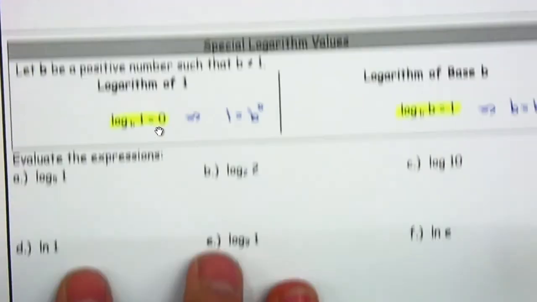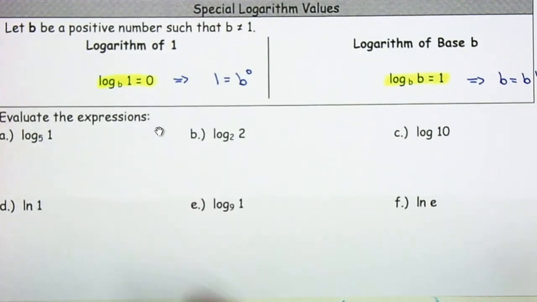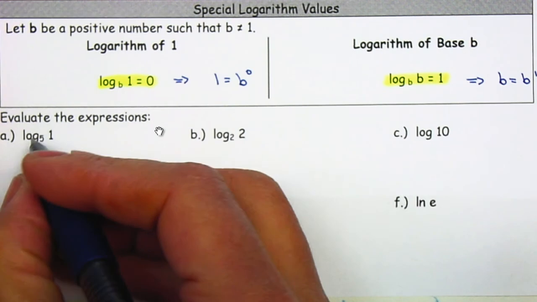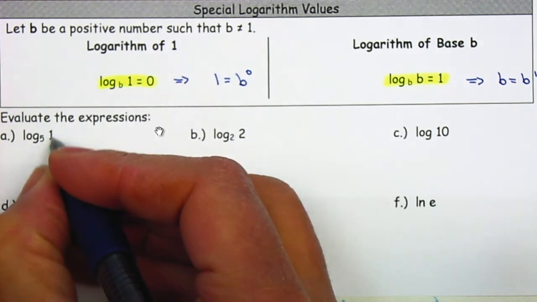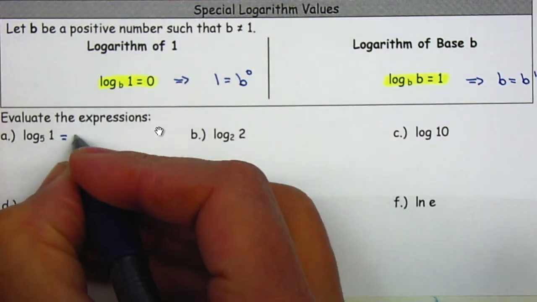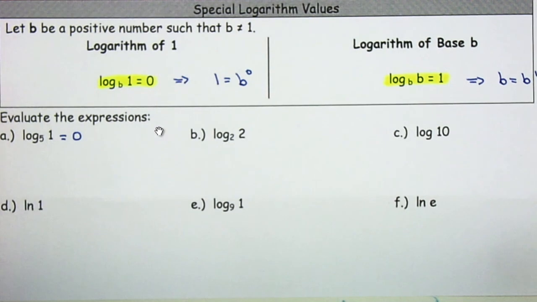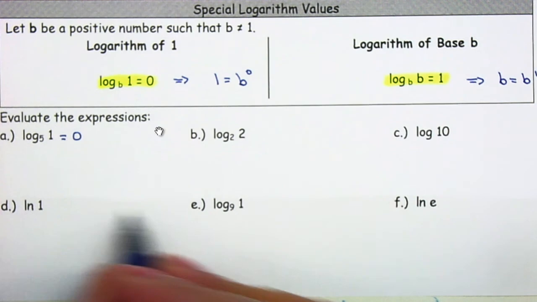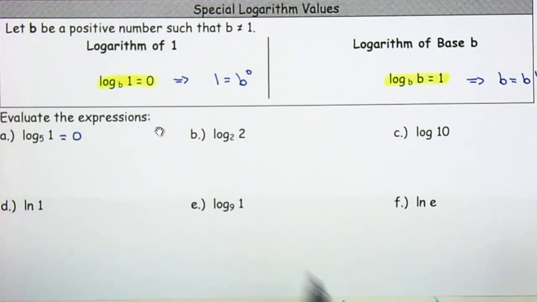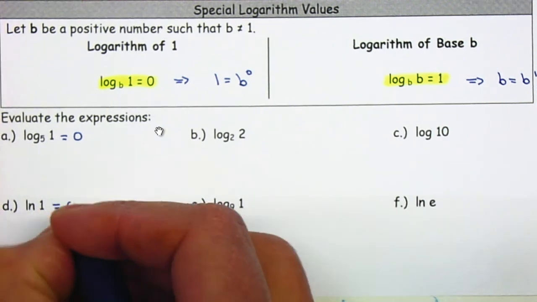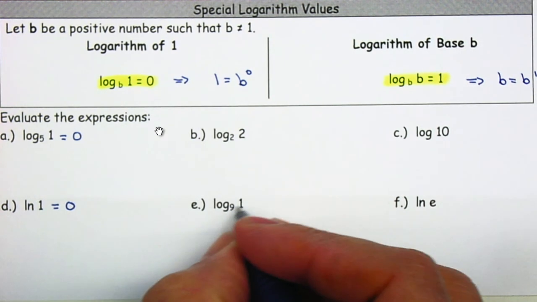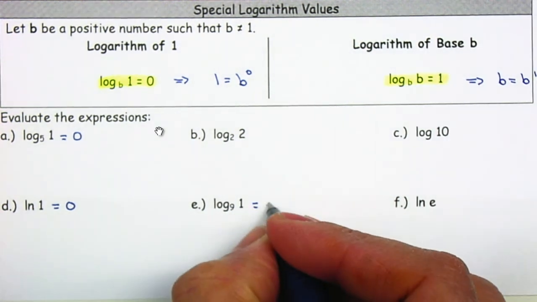So let's go and evaluate the following expressions. Example number 2. Log base 5 of 1. We know that if this is equal to 1, automatically they're equal to 0. Can you guys find any other ones that are equal to 0? Correct. So letter D is going to be equal to 0 because there's a 1 in here. Letter E, there's a 1 in here, so automatically it's equal to 0.